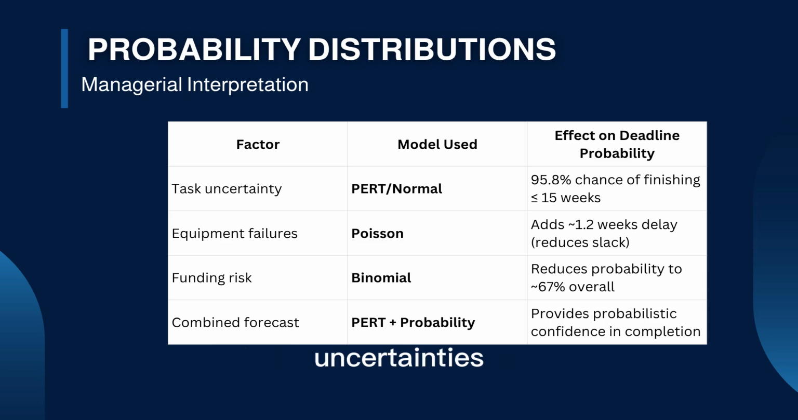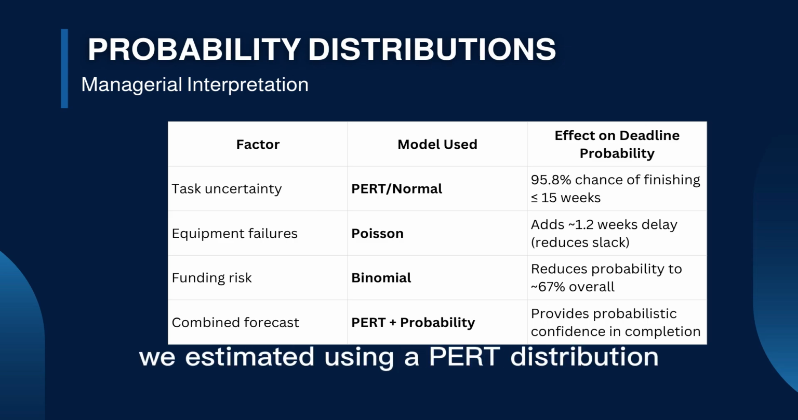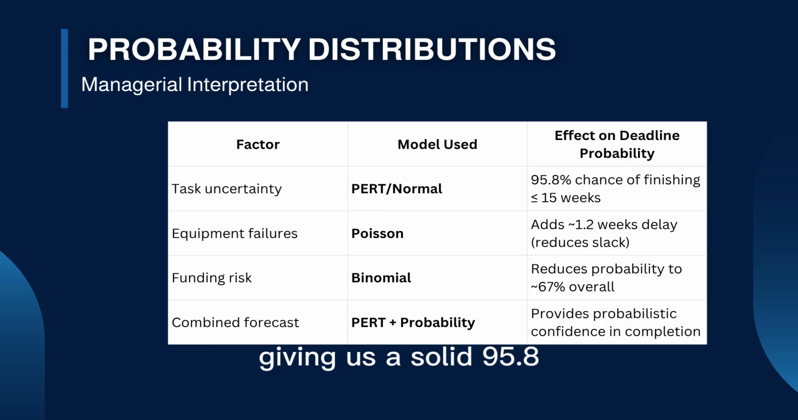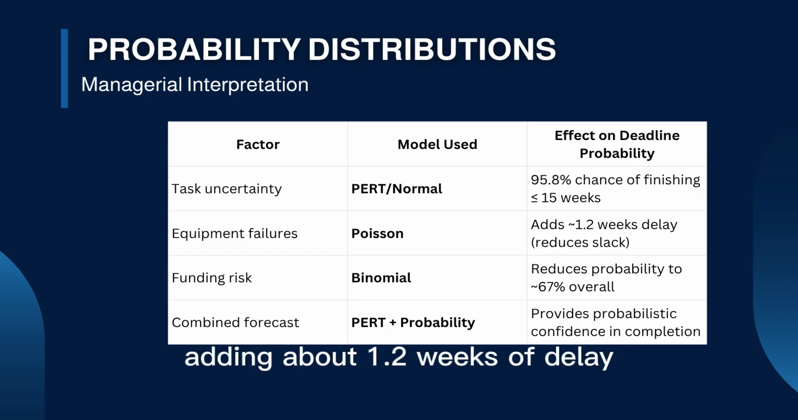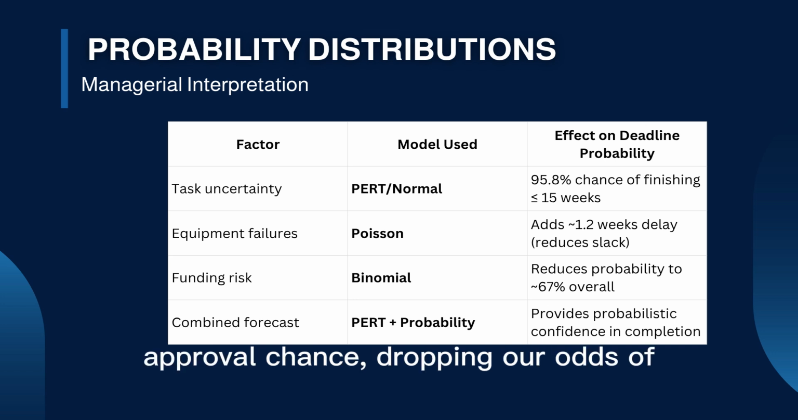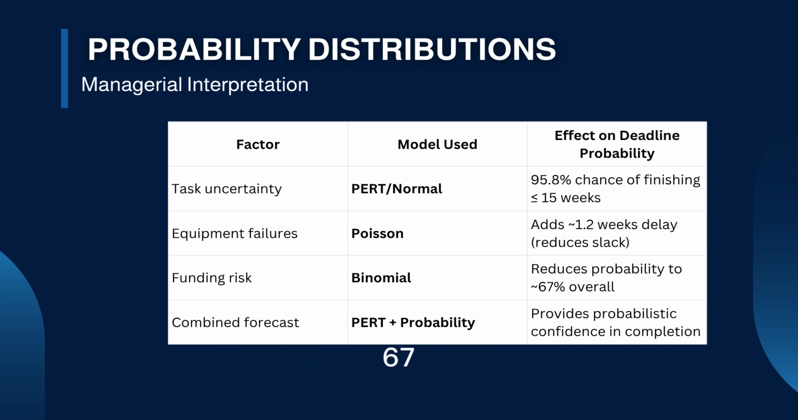Let's break down how uncertainties might mess with our deadlines. For task uncertainty, we estimated using a PERT distribution, giving us a solid 95.8% chance of wrapping up in 15 weeks if all goes well. Equipment failures? Those are tricky, adding about 1.2 weeks of delay. Funding risks have a 70% approval chance, dropping our odds of meeting the deadline to around 67%. Our overall forecast helps managers spot the biggest risks and know where to focus their efforts.